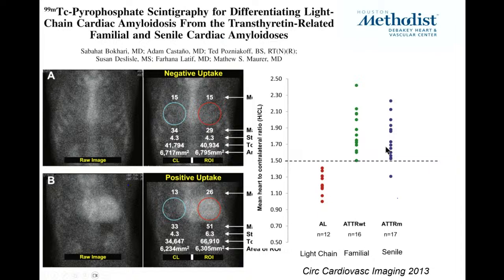Now you can actually use SPECT, so you can be even more accurate, because with SPECT you can obviously do cuts through the heart, and you can do even a better job of showing the increased uptake of pyrophosphate.